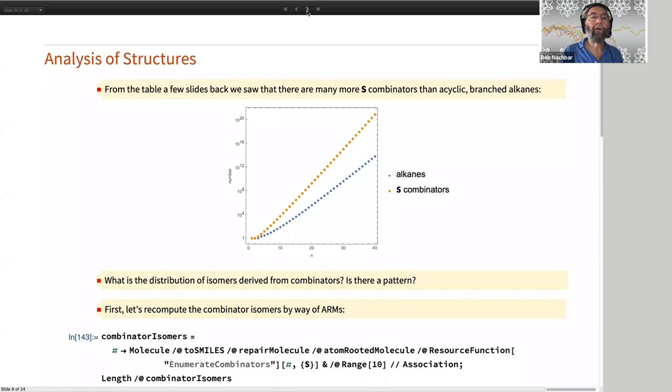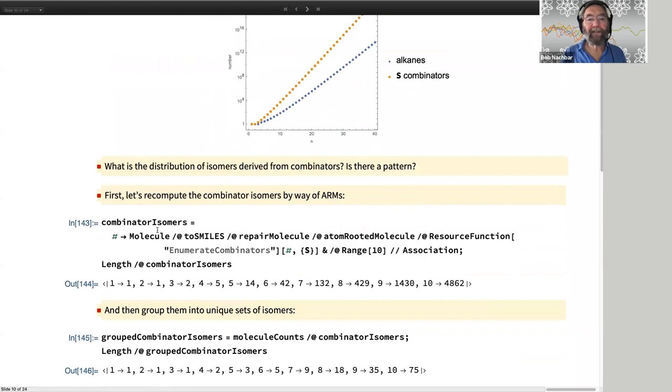Okay, let's see how well we do in terms of generating structures. As we had seen before, there's a number of alkanes that we can generate of a given size, and many more combinators with the same number of symbols are possible. Let's see, if we use these combinators and generate molecules, do the molecules that we generate look like regular molecules that we encounter out in the wild? We can actually test that because we can look at the Wolfram knowledge base as a collection of molecules out in the wild, as it were.